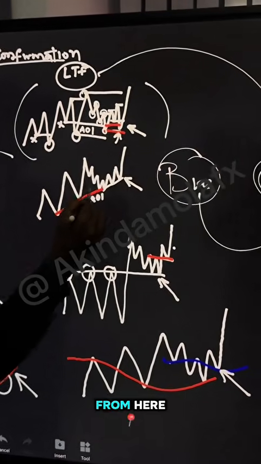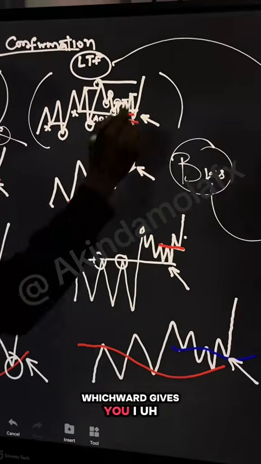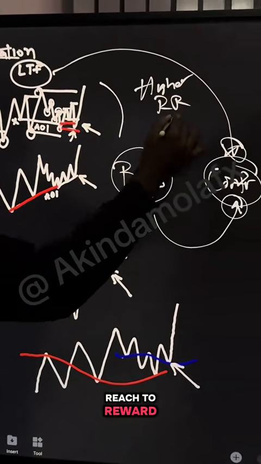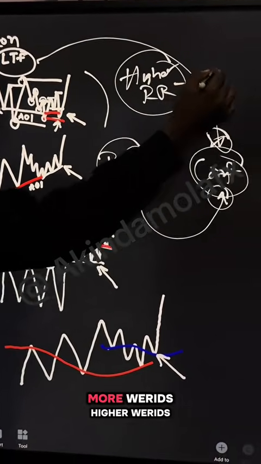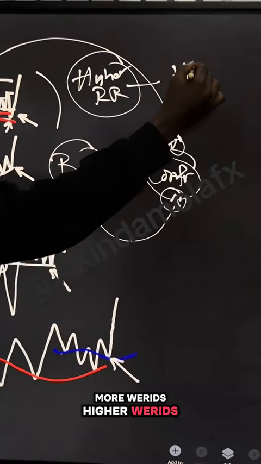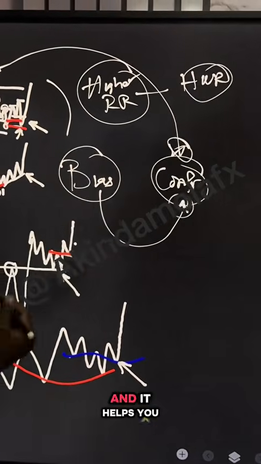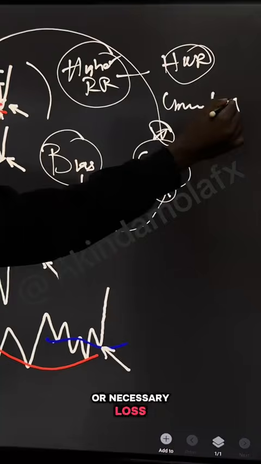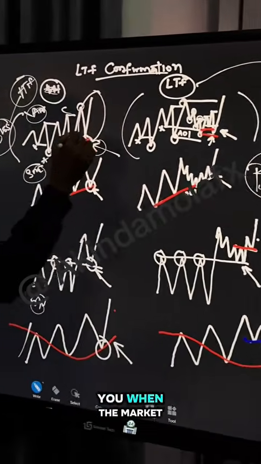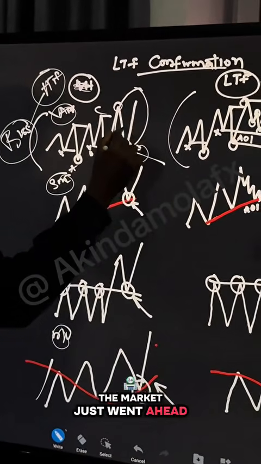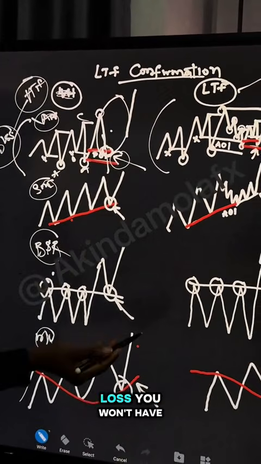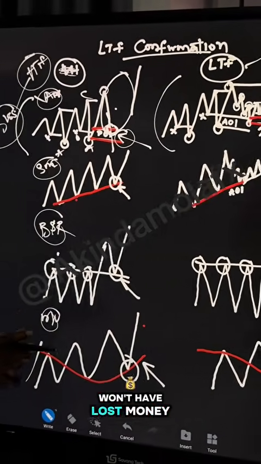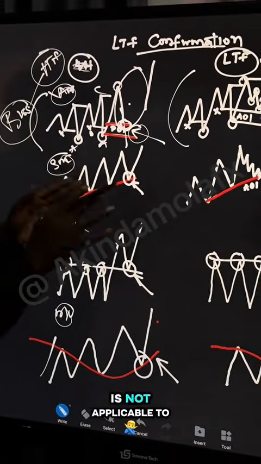Now you can buy from here, which gives you a higher risk to reward, higher win rates, and it helps you from what? Unnecessary loss. Because now, let's assume when the market was here, the market just went ahead and took away your stop loss. You won't have gotten any of your confirmations, which means you won't have lost money. So this is not applicable to just that.